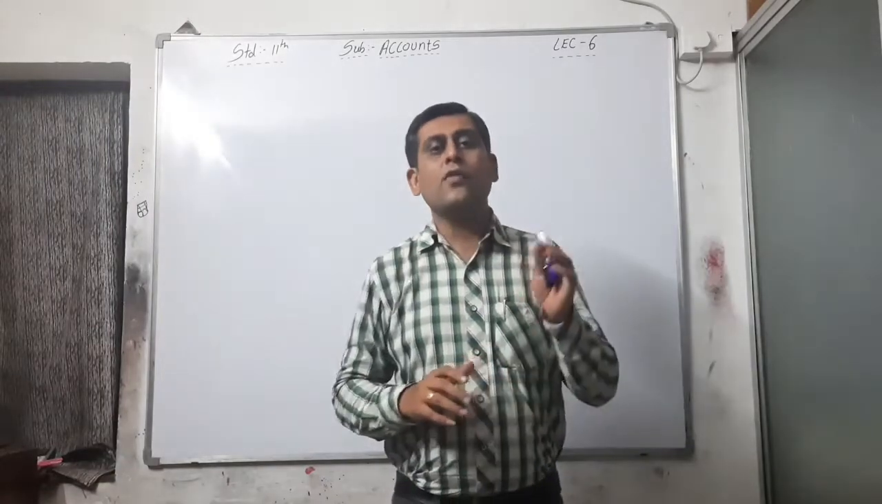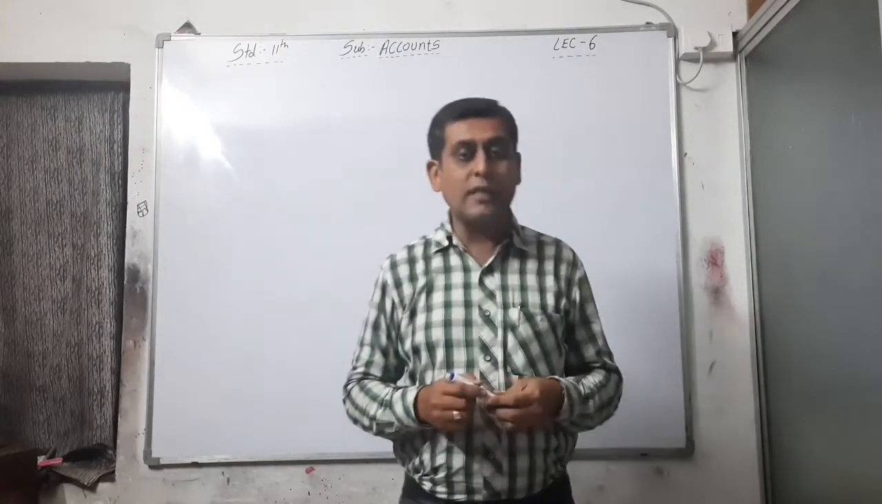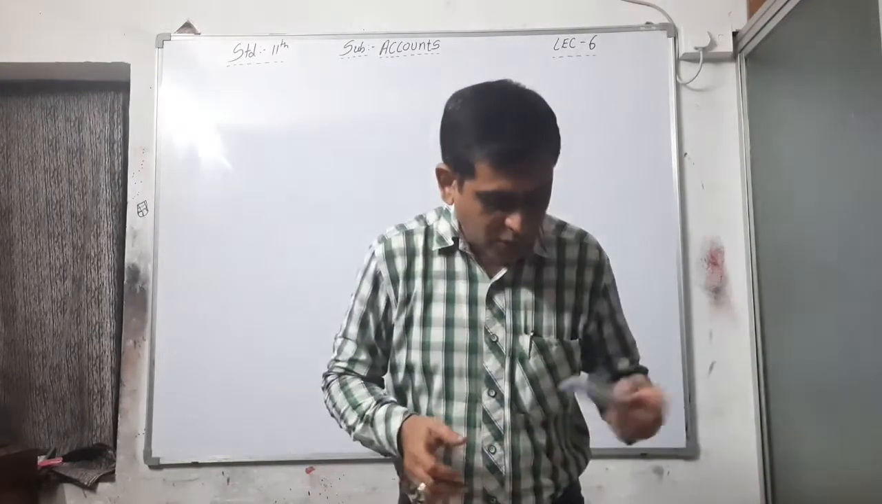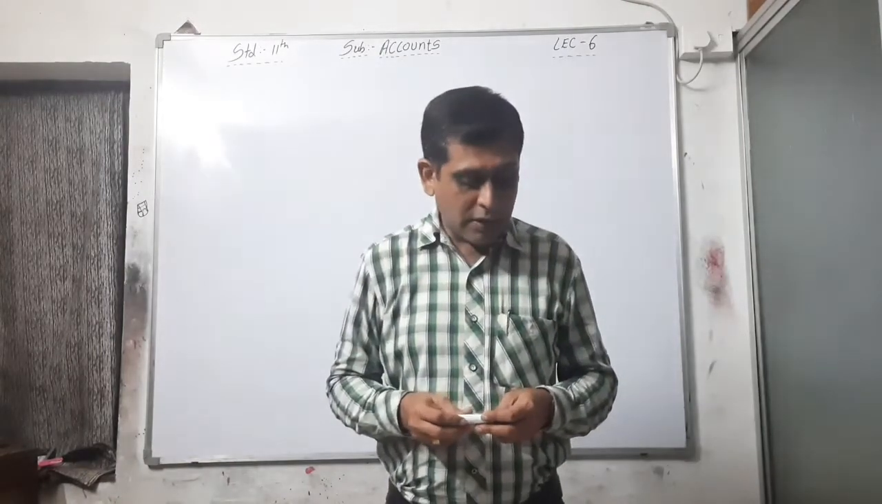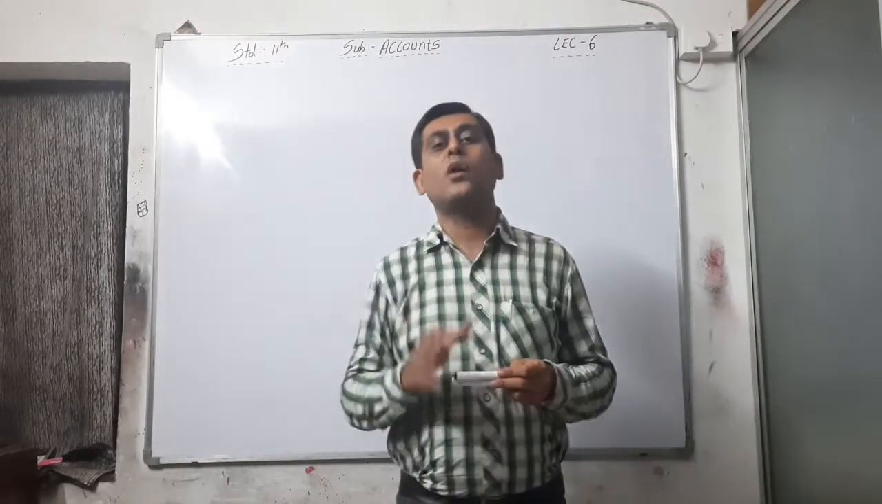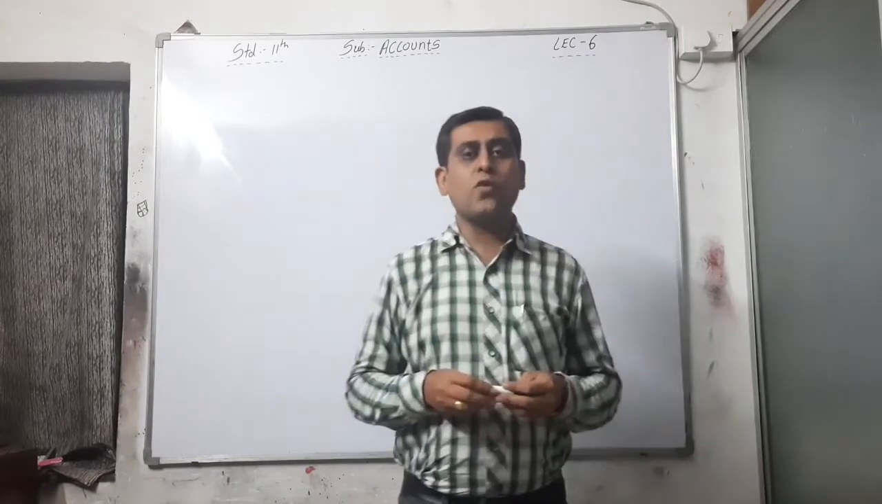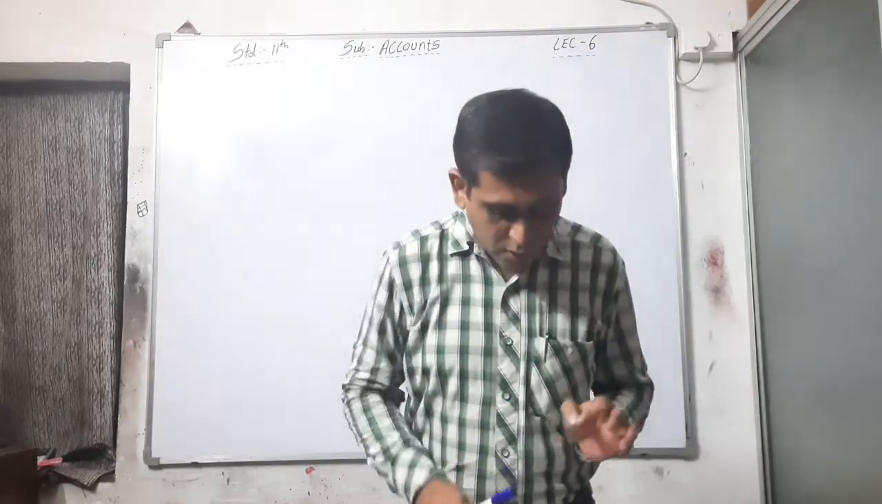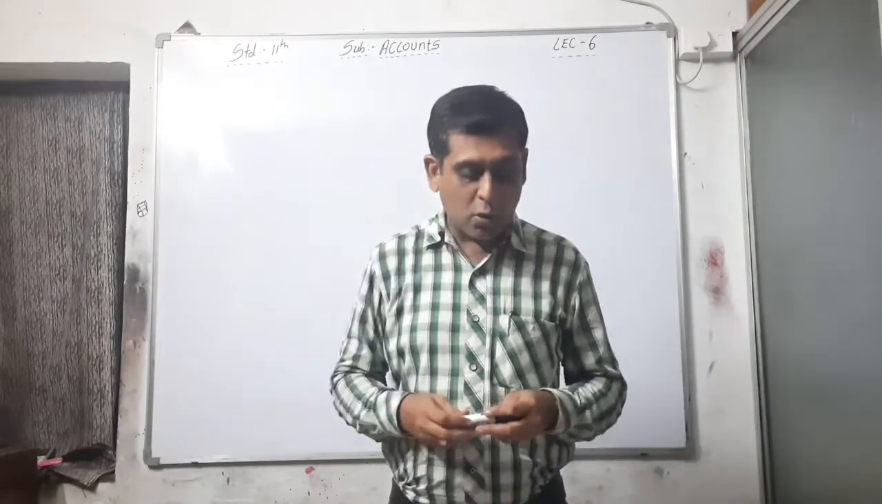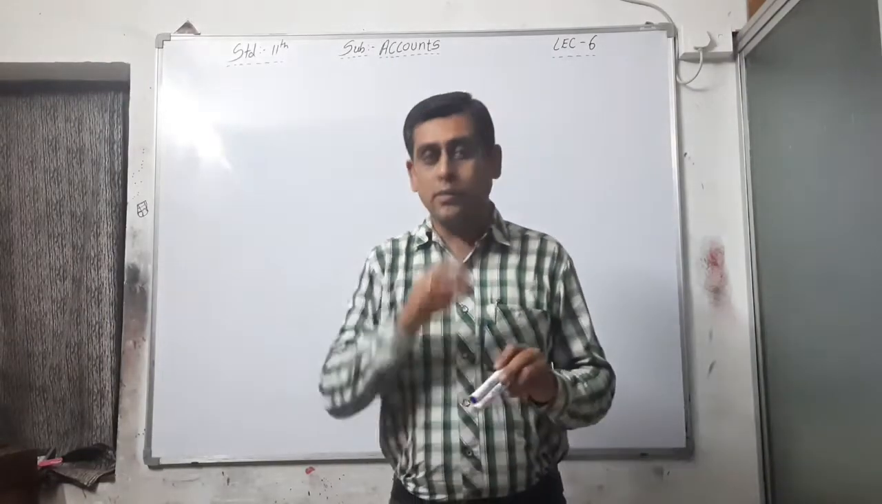Okay, in our last point, what is our last point? That is discount. And our next point, the 14th point, is discount received and discount allowed. But first of all, what is discount? The amount which is deducted from the total amount is known as discount.